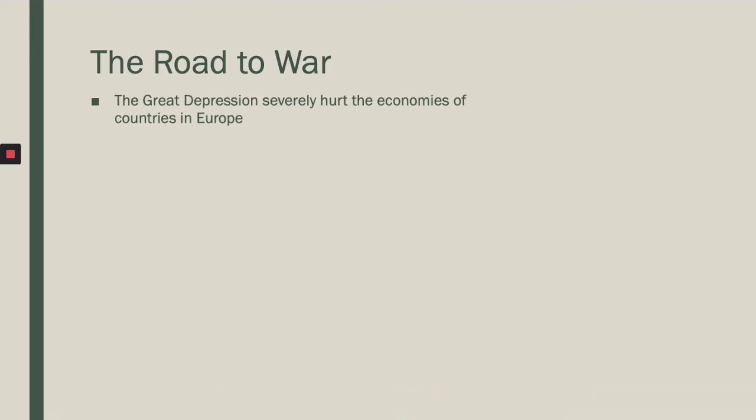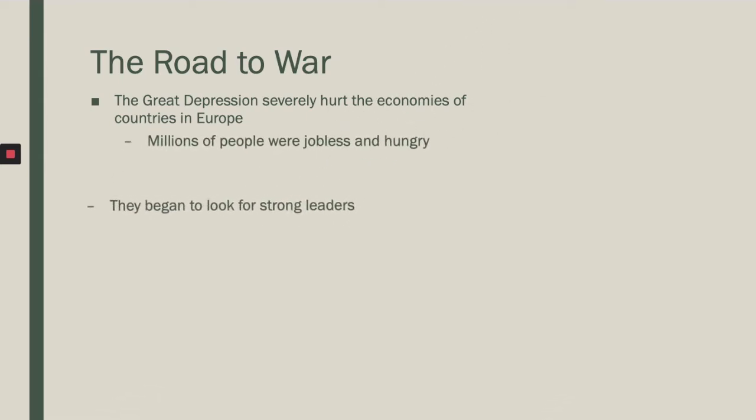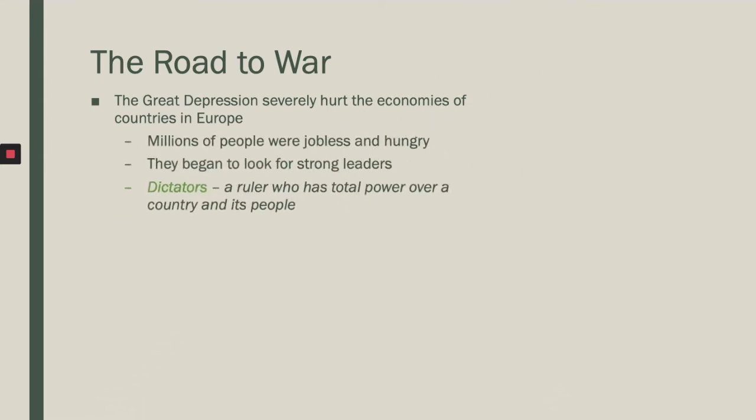So, the Great Depression terribly hurt not only America, but also countries in Europe. Millions of people were jobless and hungry. They began to look for strong leaders. So, lots of countries in Europe, you have some that end up having dictators. So write that down as a vocabulary word: a ruler who has total power over a country and its people. Today, North Korea, they would have what's considered a dictator.